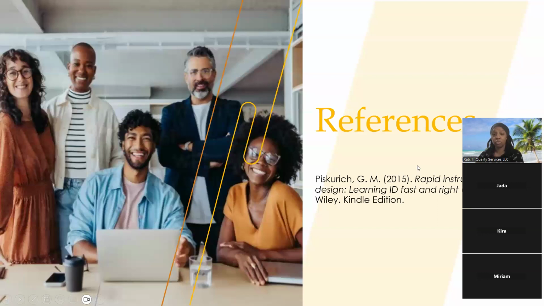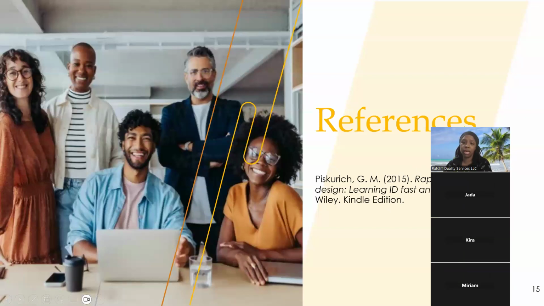Our reference was our reading book, Rapid Instructional Design Learning. I use the Kindle edition because it stresses me out to turn physical pages.